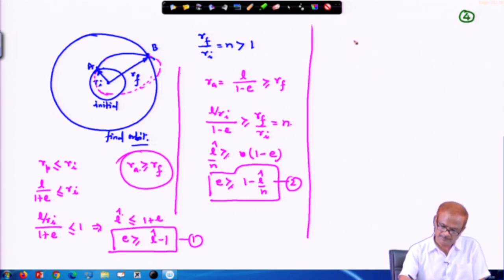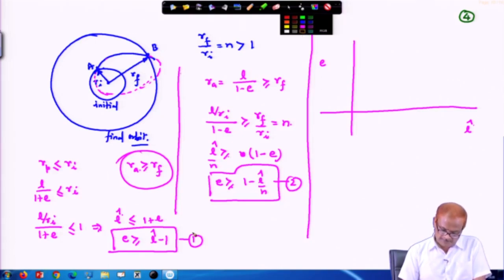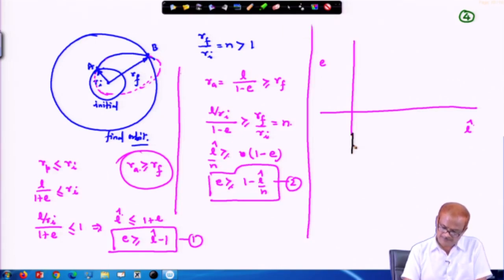And plot both of them, E on this side and L cap here on this side. So, the equation 1: L cap is 0, E equal to minus 1. So, this is minus 1 here and slope is 1, it goes like this. This is E equal to L cap minus 1.